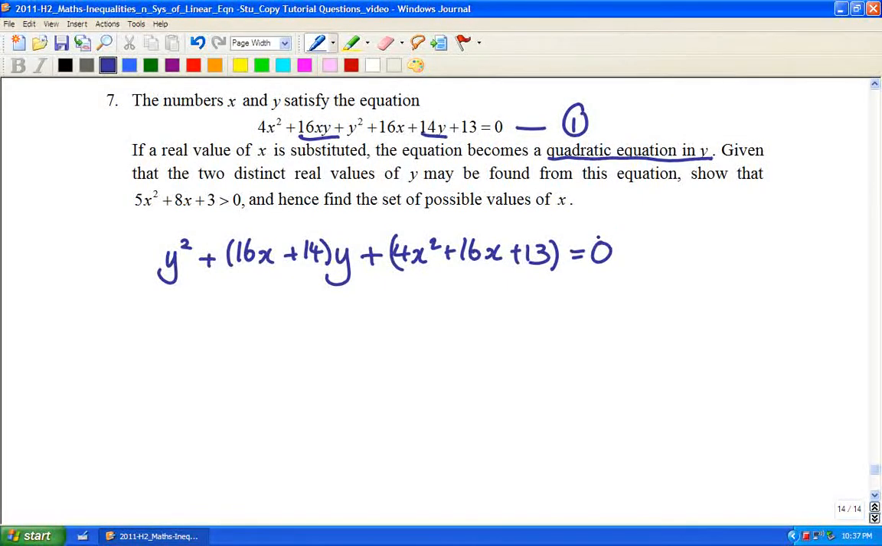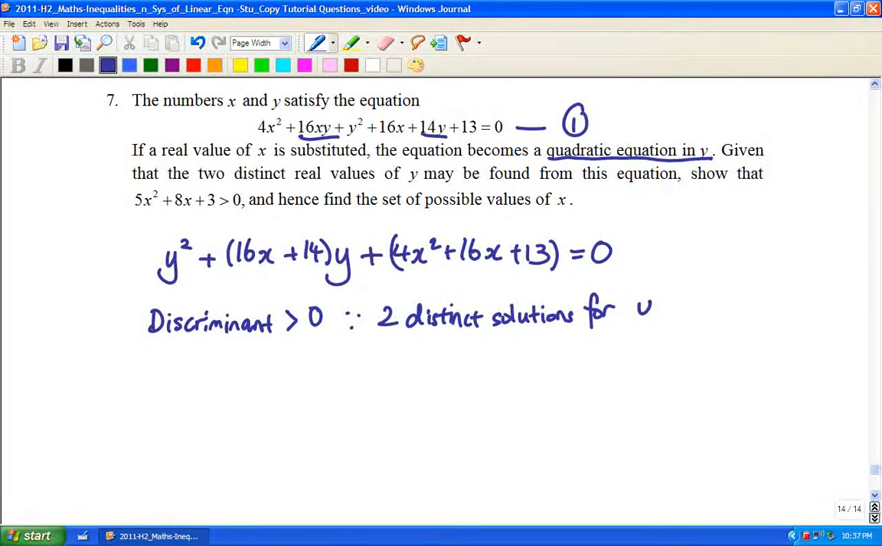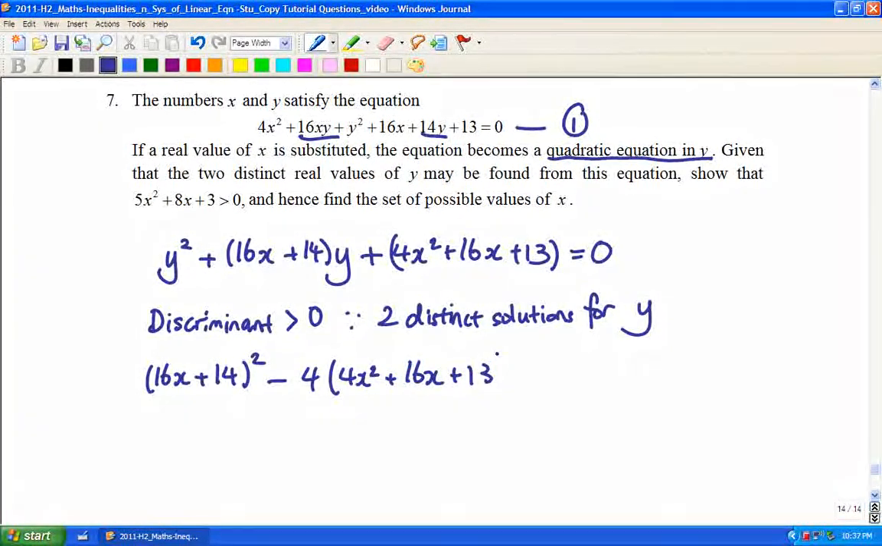Since there are two distinct real values of y, we find the discriminant, and we impose the condition that it has to be greater than 0 because we have two distinct solutions for y. So now what you should get is b squared, in other words 16x plus 14 squared, minus 4ac, where a is 1 and c is 4x squared plus 16x plus 13, must be positive.